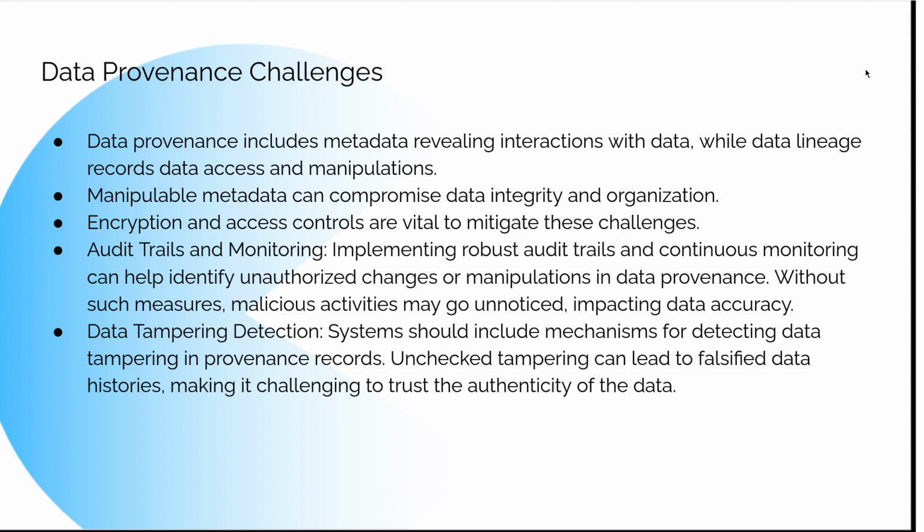Now, the two solutions are audit trail and monitoring. Implementing robust audit trails and continuous monitoring helps us identify unauthorized changes or manipulations in data provenance. Without these measures, malicious activities might go unnoticed, impacting data accuracy. The second is data tampering detection. Systems should include a mechanism to detect data tampering in provenance records. Without this, we can't trust the authenticity of our data.